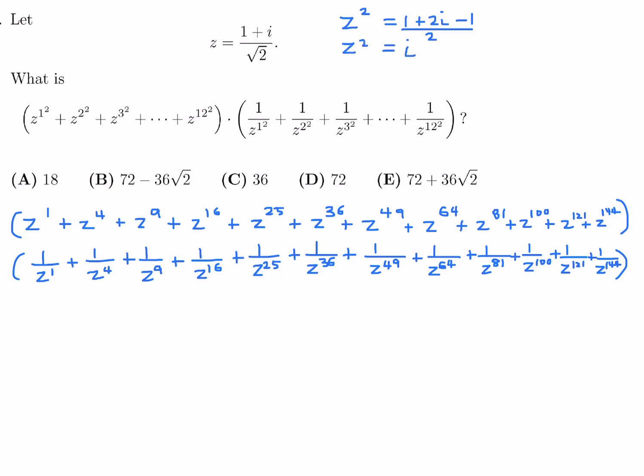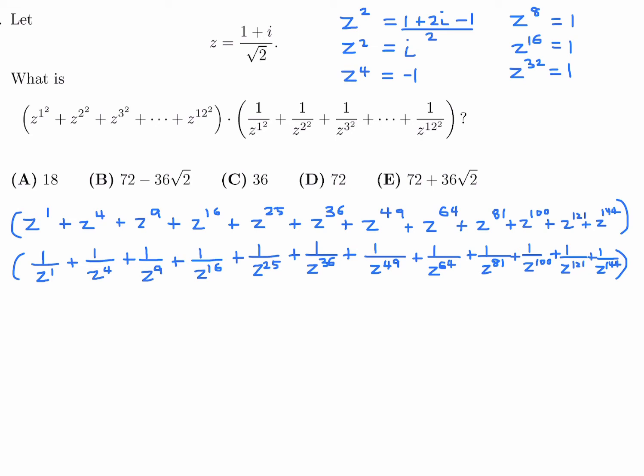Z to the power of 4 is going to be i squared, which is negative 1. Z to the power of 8 is going to be negative 1 squared, which is 1. And then so on. Z to the power of 16 would be that squared, which is 1. Z to the power of 32 would be that squared, which is 1, and so on. So we get some pretty good numbers here. So now let's substitute those into here.